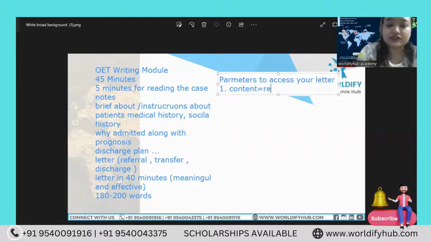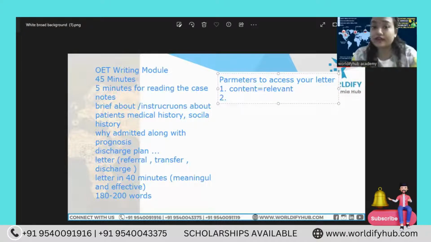Your content should be relevant. You cannot go on and write everything and anything that is given in the case notes. You should know what has to be written. If you're writing to a director, a doctor, a charge nurse, or a GP, you should know what has to be included about the patient. There might be a known case as well, so you don't have to give the brief history of the patient if you're referring to a GP or doctor who already knows the patient. No irrelevant things have to be included, because you have only 40 minutes and 180 to 200 words, so of course you will not be winding around the stories there.